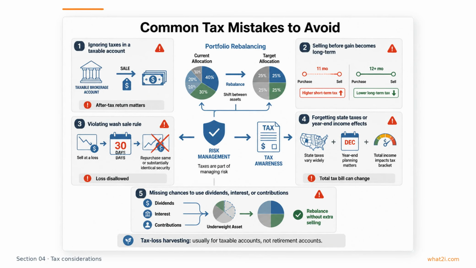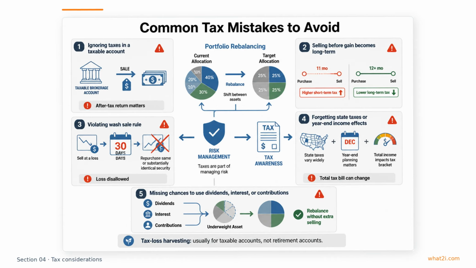Several common mistakes can undermine otherwise sensible rebalancing decisions. One is ignoring taxes entirely in a taxable account and focusing only on pre-tax allocation. Another is selling just before a gain becomes long-term, when waiting briefly could reduce the tax rate. Investors also need to be careful not to violate wash sale rules when harvesting losses. State taxes, year-end income effects, and other personal tax details can matter too, even if they are easy to overlook. And finally, many investors miss simple opportunities to use dividends, interest, or contributions instead of making extra taxable sales.